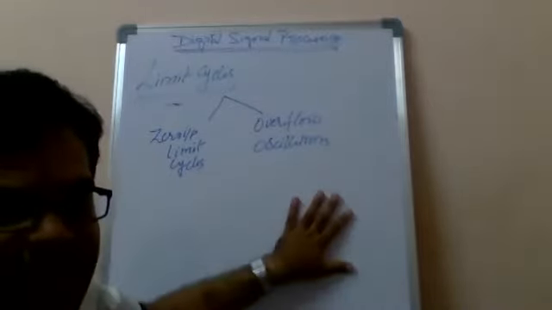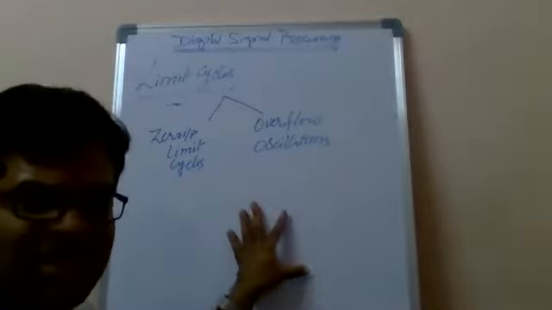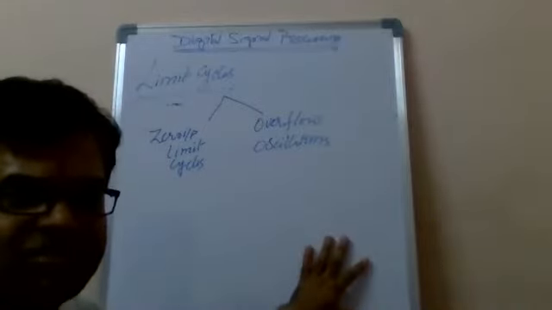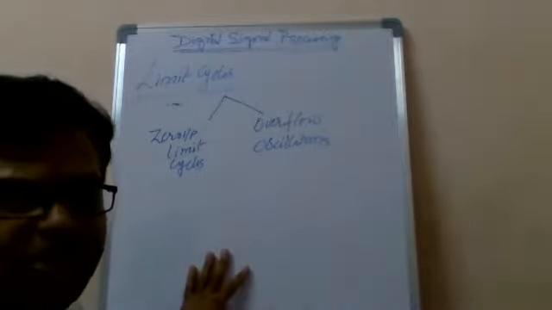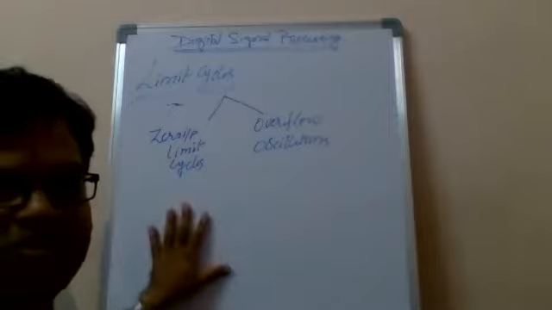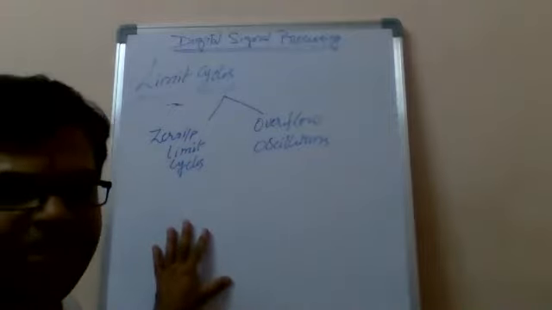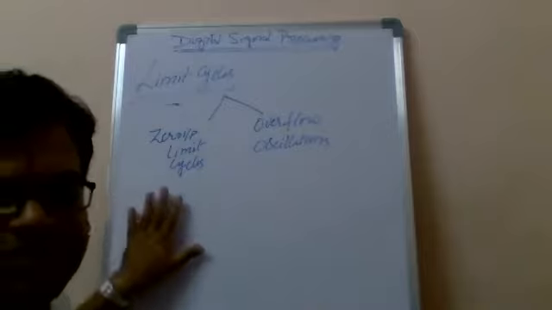So we have two categories: zero input limit cycles and overflow oscillations. As I have told you, once the system has entered into limit cycle operation and you make your input 0, the limit cycle oscillation still continues even though the input is 0. Hence they are called zero input limit cycles.